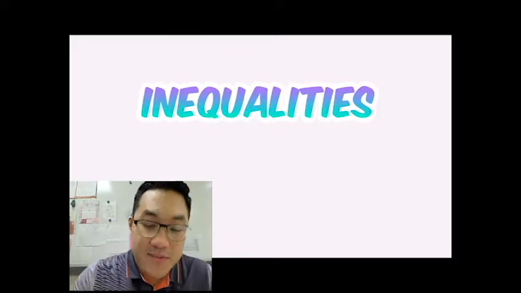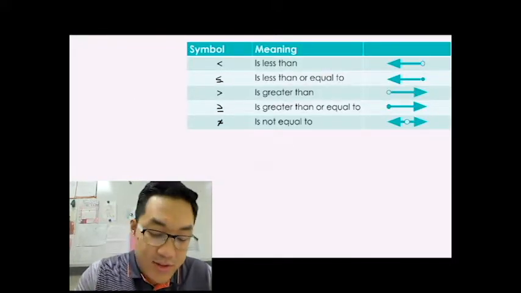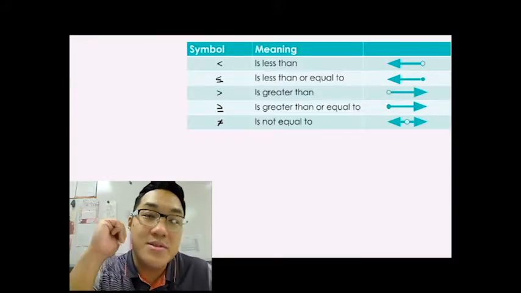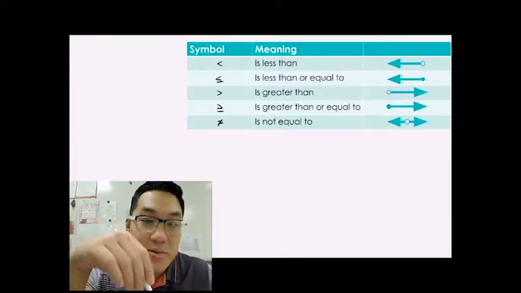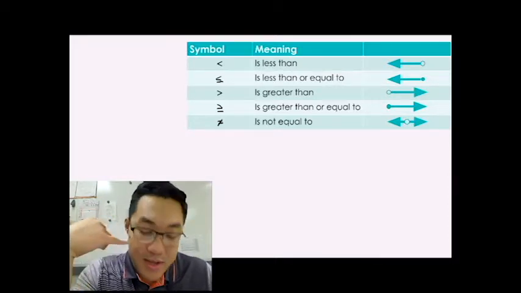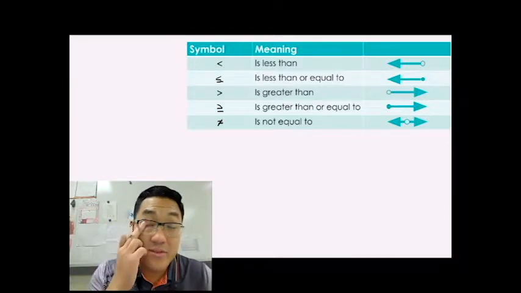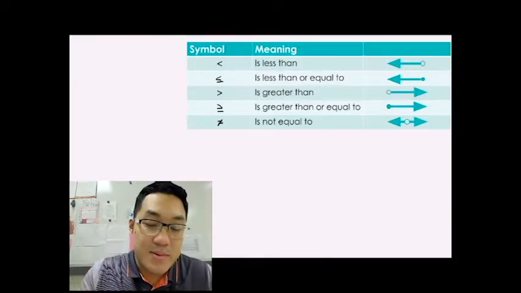Let's look at the types of inequalities. So I've got your less than, less than or equal to, which is basically just an equal sign under the less than, greater than, and greater than or equal to, and the not equal to. On the side you can see what they look like on a number line, but we'll talk about that later.